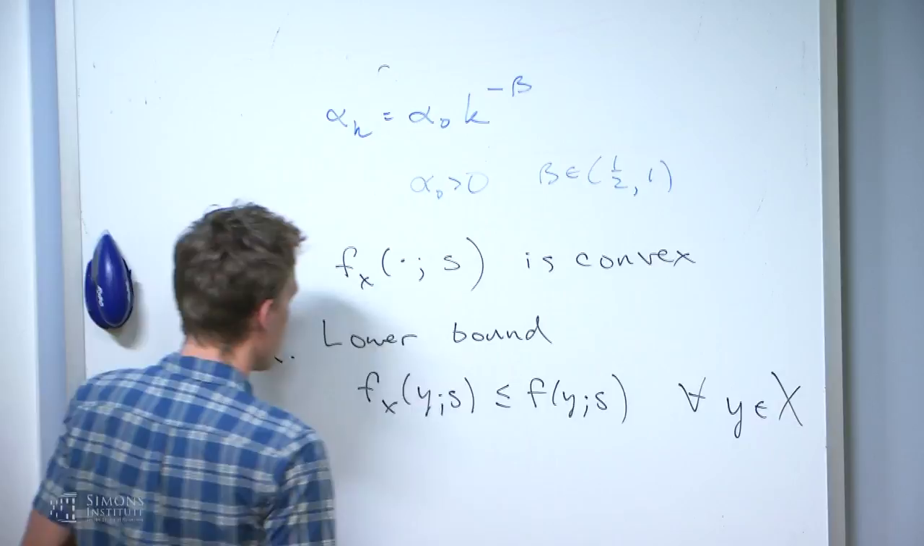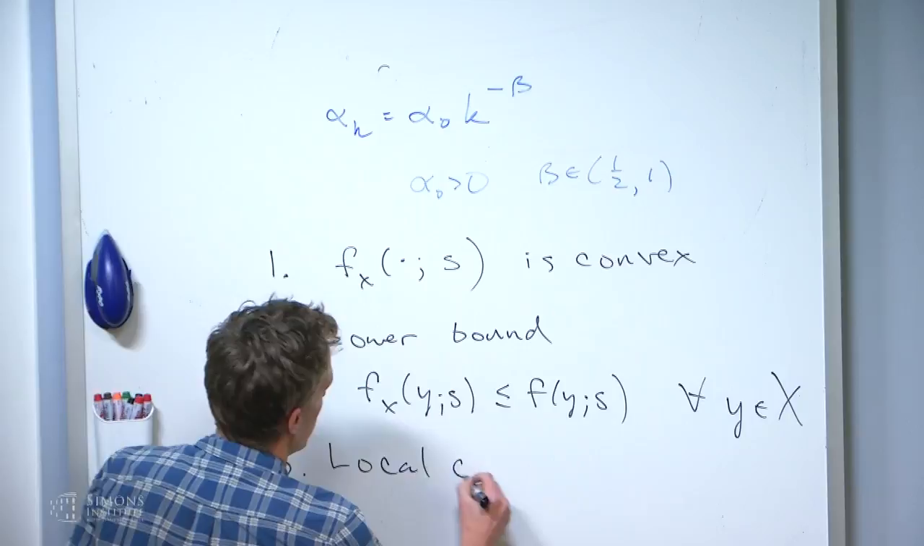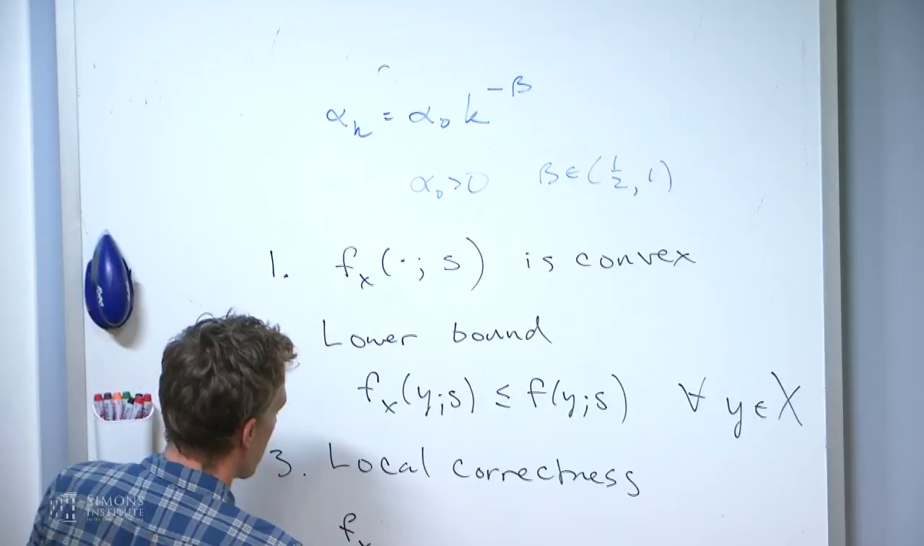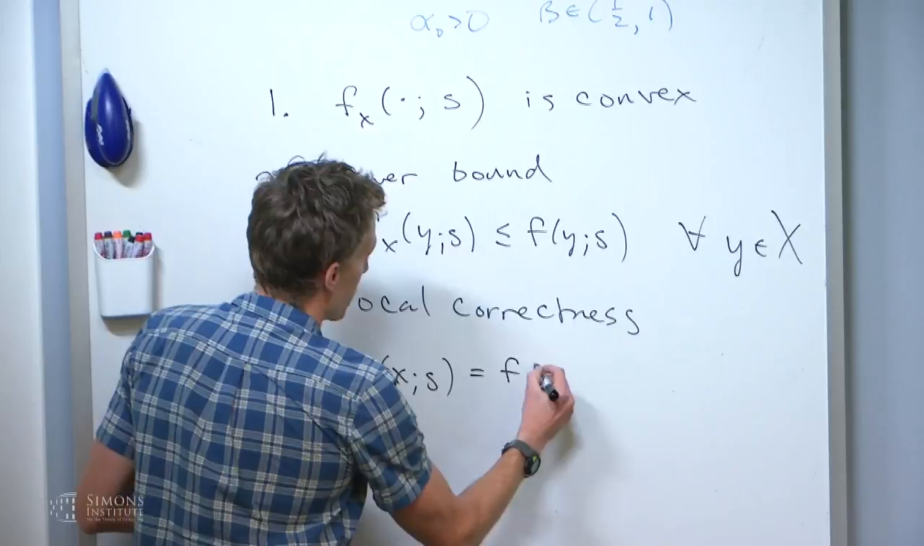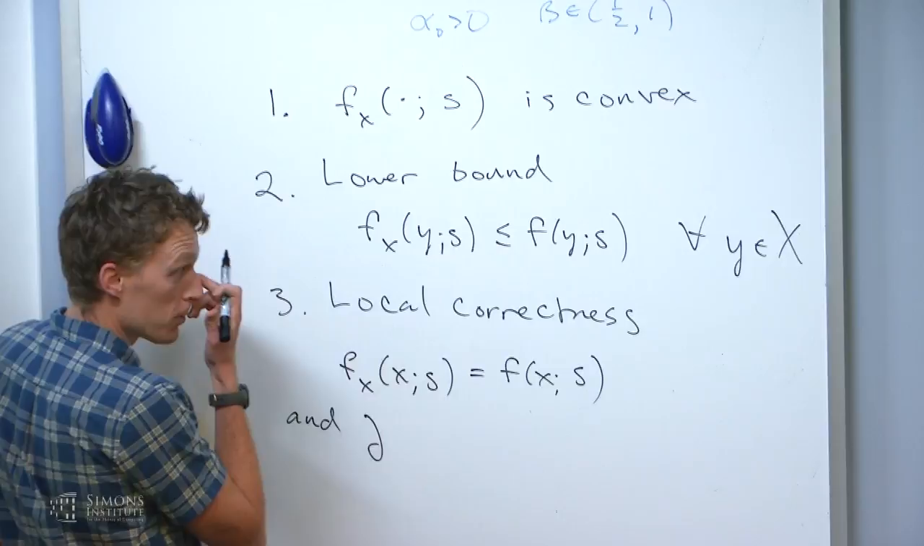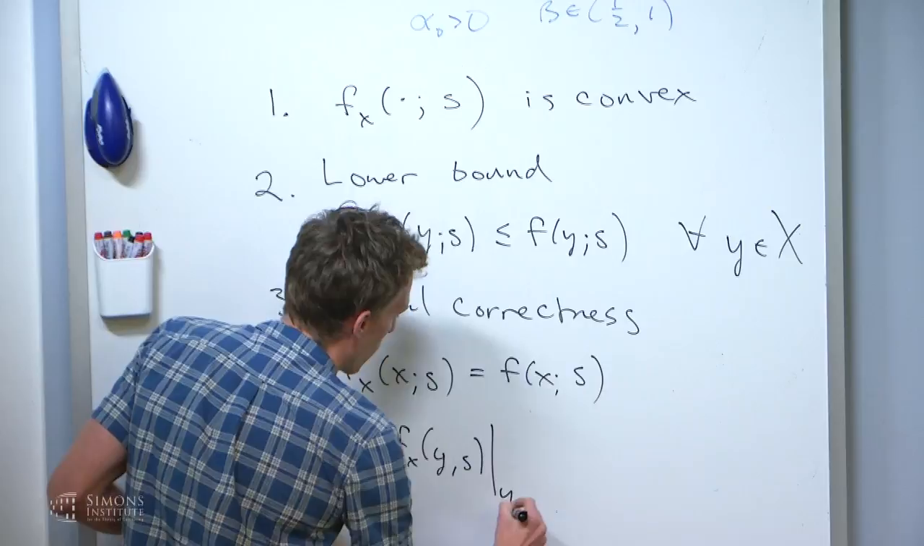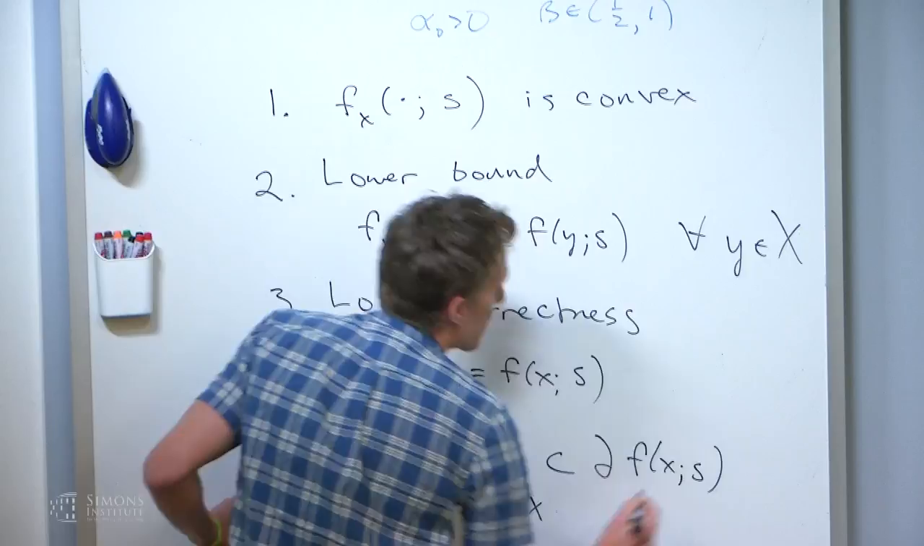And then three, I need a condition that I have some kind of local correctness, which is to say that at the point x, whatever my current iterate is, wherever I'm building my model, my function actually has the right value, okay? And my subdifferential of my model, but only at the point x, evaluated at y equals x, is contained in the true subdifferential of whatever random function I'm getting. Okay? So these are my three conditions.